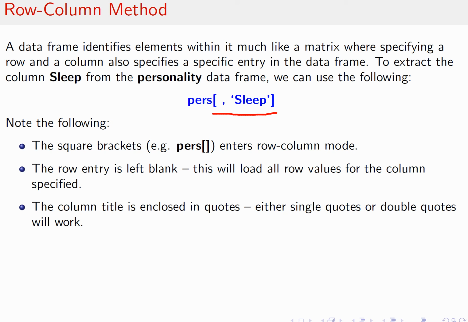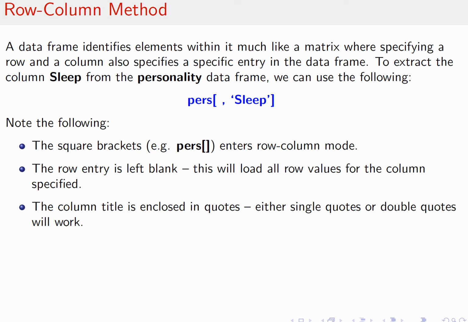And notice, first of all, that the row space is blank. That's fine. When we leave the row blank, then it's going to take all the row values, which is good because we want the entire column. We're going to specify a column, but we want all the rows, all the values in that column. Okay, and then after the comma is the column, we're going to get that sleep column. And this also extracts the sleep column from the personality data set.